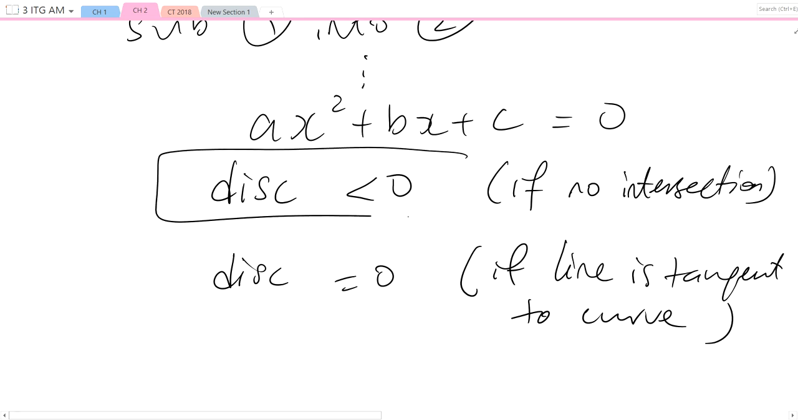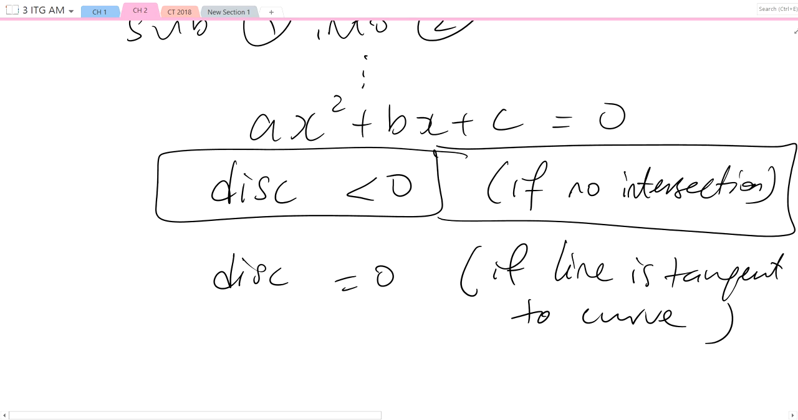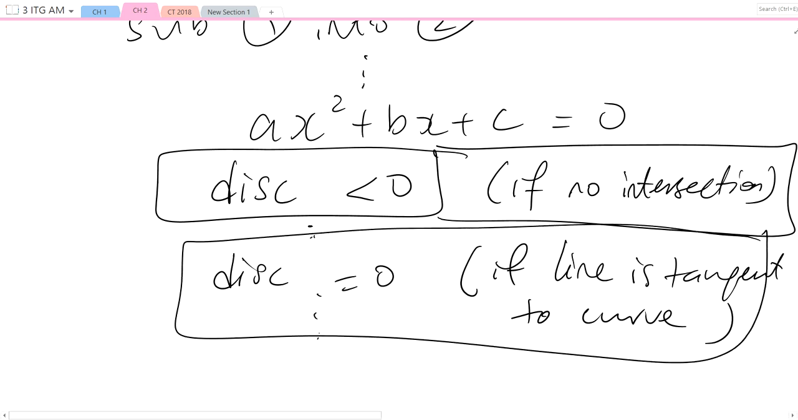No, this is less than 0. This is if there is no intersection. You see, question 2 has two parts. No intersection, then you do discriminant less than 0, then you solve the inequality. The next part of the question says that it is tangent, which means that the discriminant is equal to 0, then you solve for, in this case, k.